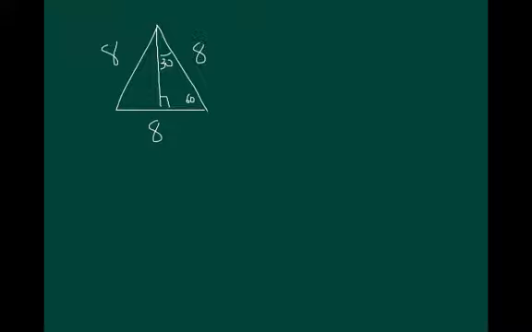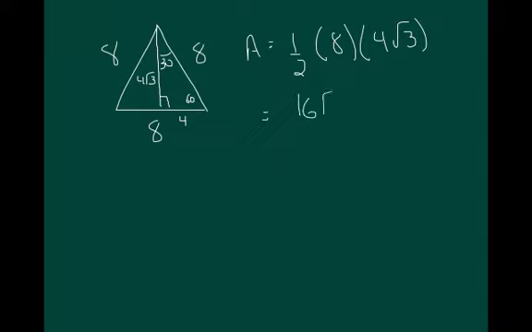If the hypotenuse is 8, then half of the base, or the half of the other side where the altitude meets, will be 4, and the altitude will be 4 root 3. So finding the area is as simple as taking 1/2 the base times the height, which simplifies to 16 root 3.